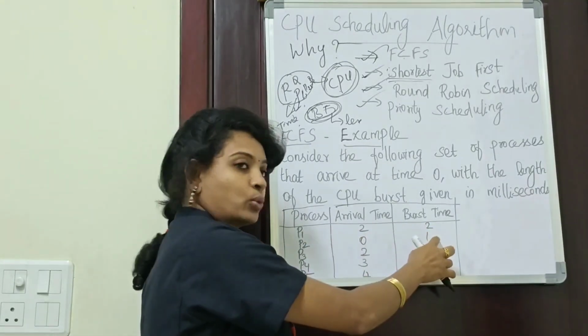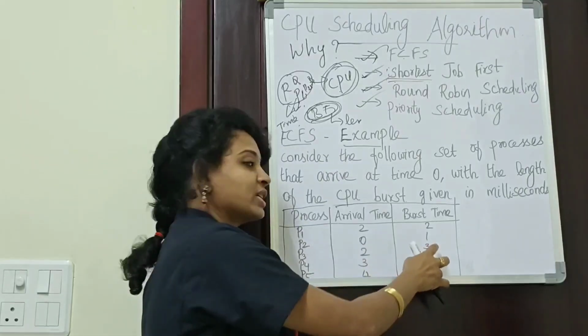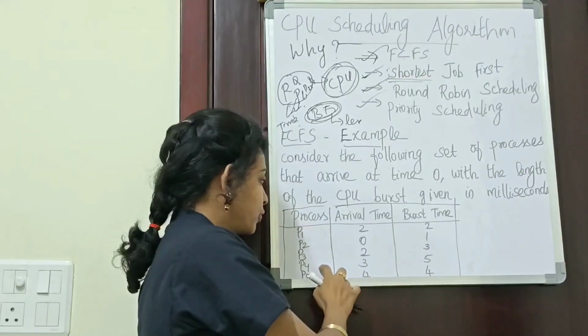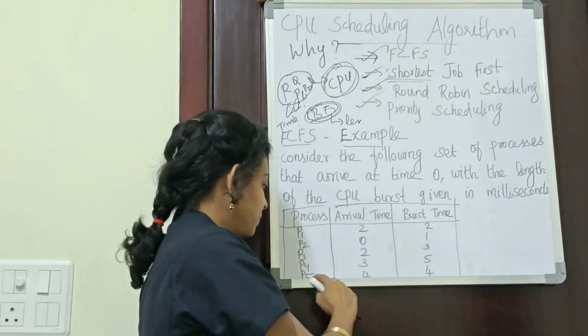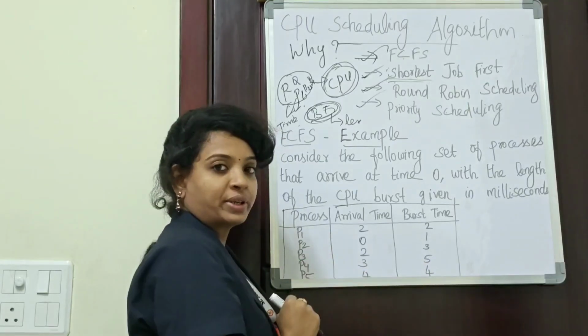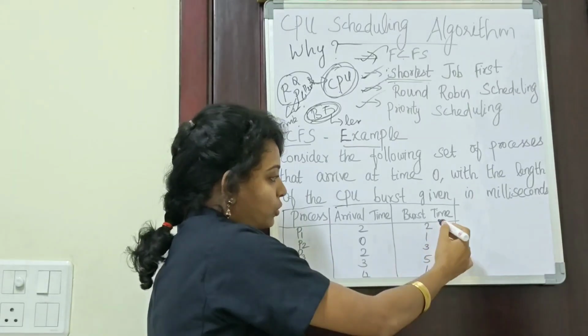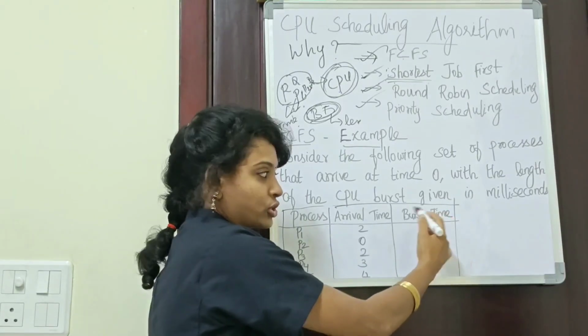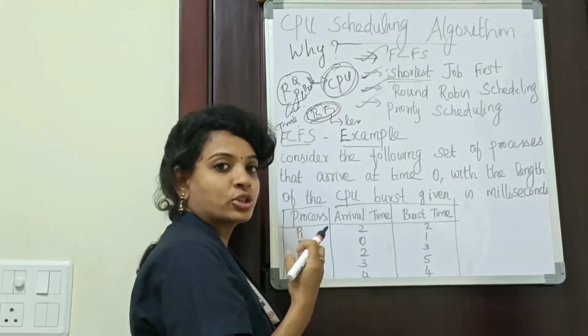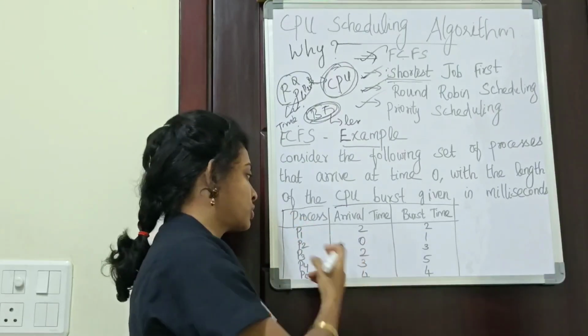P2 process will execute only 1 time, P3 process will execute 3 times, P4 process will execute for 5 times, and P5 process will execute for 4 minutes of time. Okay, so this is the execution time. Burst time is nothing but the execution time, how much time it takes for execution.